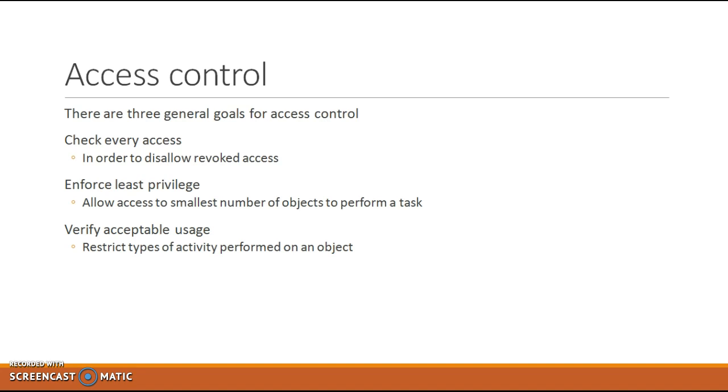So the first one is check all access, you just check the access of everyone. Second, you give least access, and third is verifiable access according to your needs and demands.